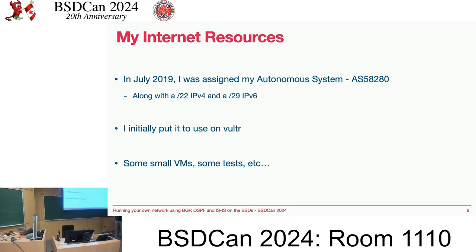And initially, what I did was I put them to use on Vultr, because you can bring your own IP. I just had a normal internet connection at home from init7, which is a well-known ISP in Switzerland. And do you know what init7 does that is particular? They're always in the news in the networking community. Has anybody ever heard about init7?